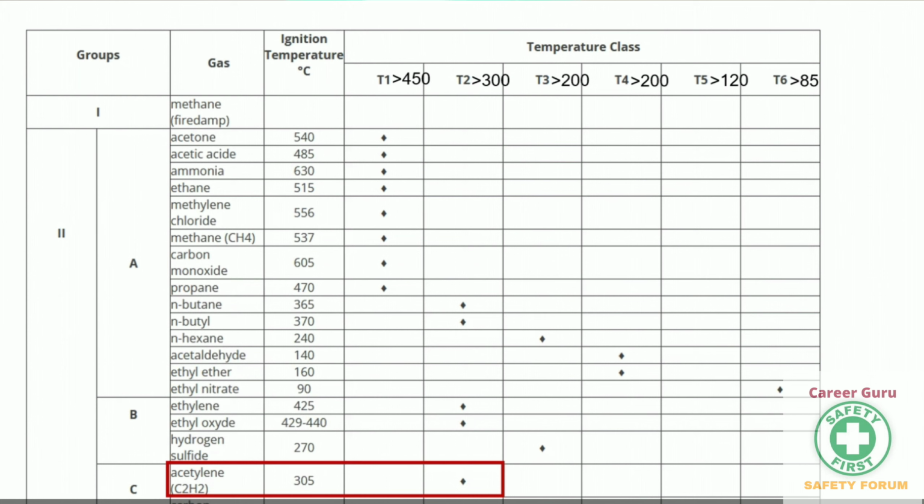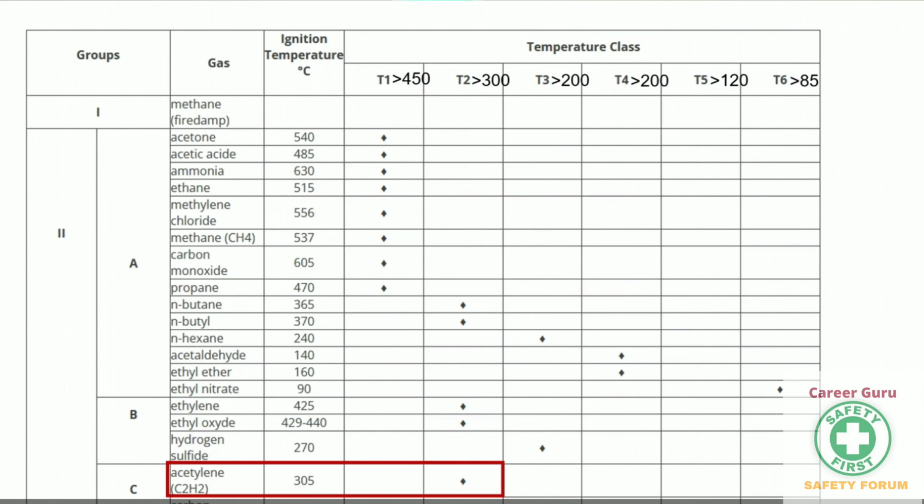If the temperature class is more than 300, T2 greater than 300 means there will be presence of gases which have ignition temperature more than 300. T3 greater than 200 means the presence of gases which have ignition temperature more than 200. Now see the example of acetylene, which is put in which class? Temperature class is T2 greater than 300, and check the ignition temperature, it will be more than 305.